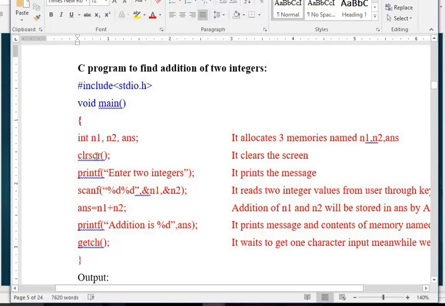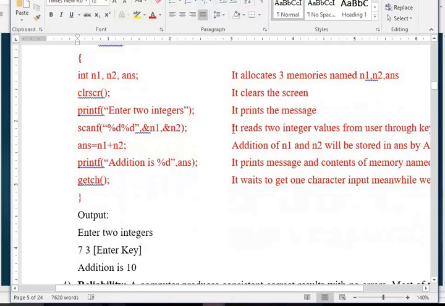I will tell the machine, clear the screen. The machine will clear the monitor. Then I'll tell the machine, dear machine, print the message, enter two integers. It prints the message. The machine will read two values.